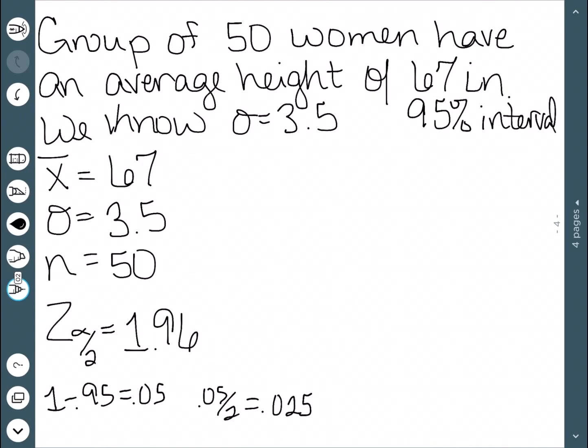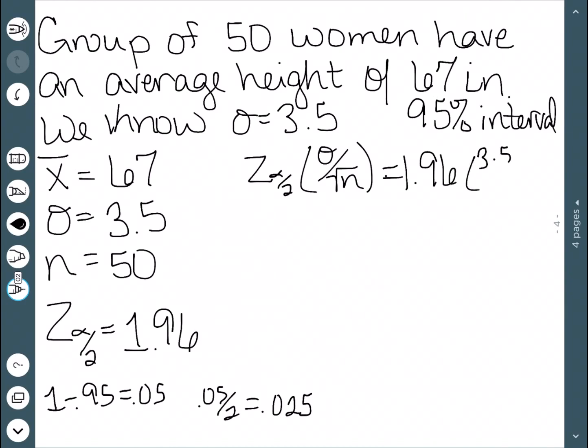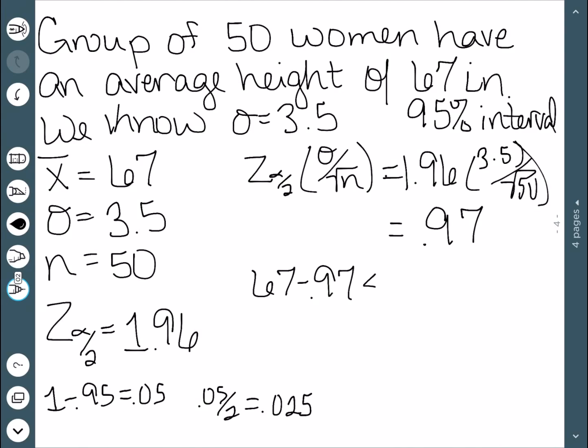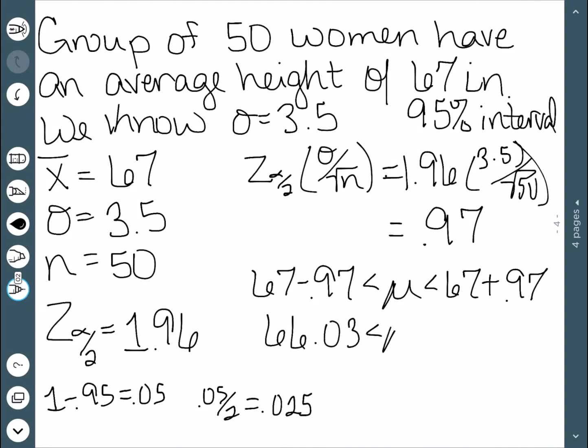We're now going to start by calculating the z of alpha over 2 times sigma over the square root of n, and this is known as the margin of error. So we have 1.96 times 3.5 over the square root of 50, which is 0.97. We then need to both add and subtract this from the mean. So we do 67 minus 0.97 and 67 plus 0.97. That gives us 66.03 and 67.97. So there's a 95% chance that the average height of women is between 66.03 and 67.97 inches.